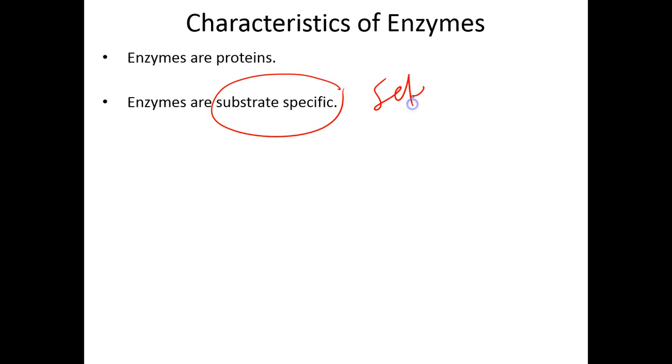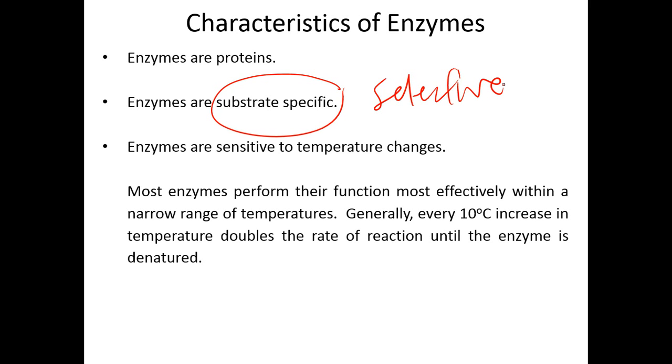So being biological, it means that they are usually made of proteins, and they are substrate specific. This basically means that they are selective, so they do not catalyze every single reaction in the world. As I mentioned earlier, amylase breaks down carbohydrates, and your pepsin breaks down proteins. If you switch them around, the reaction will not take place. And being biological, they are also sensitive to temperature changes.